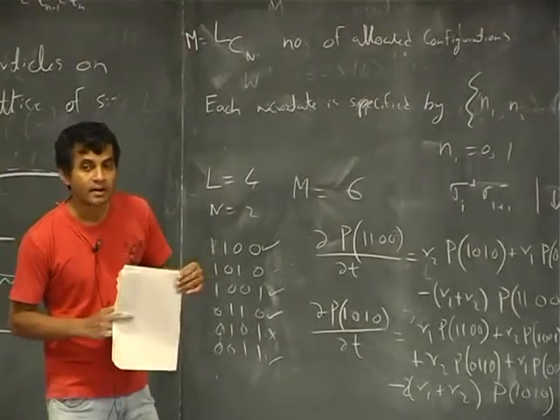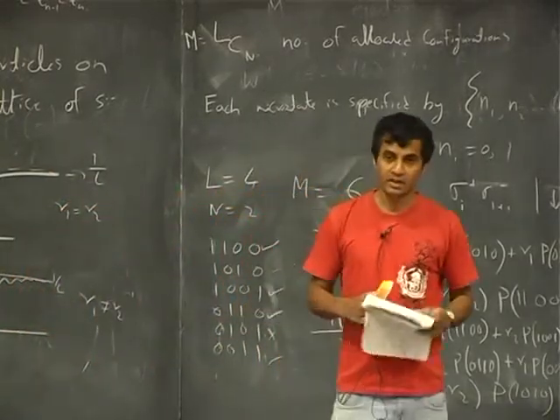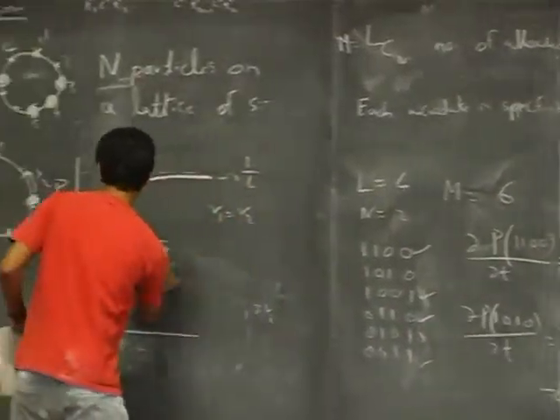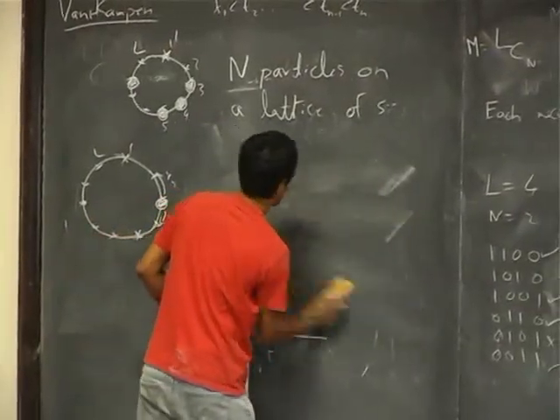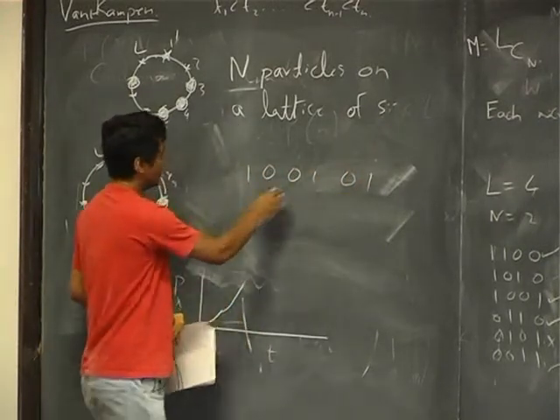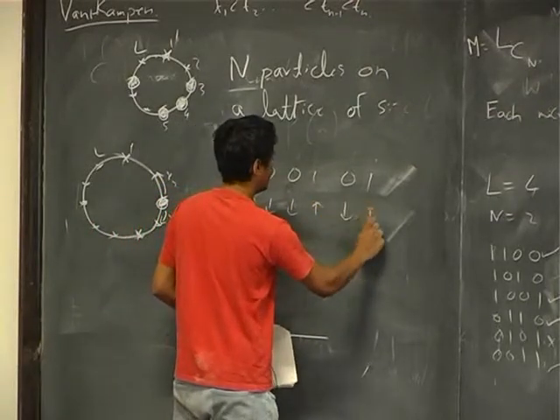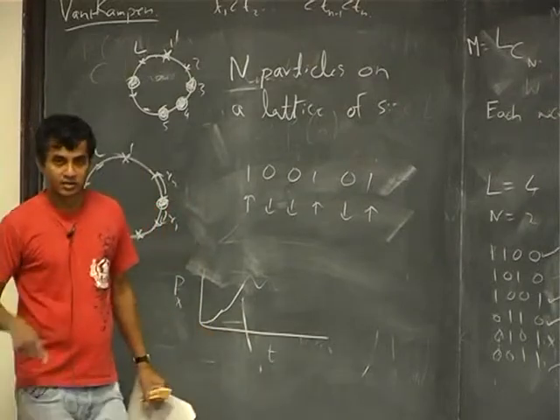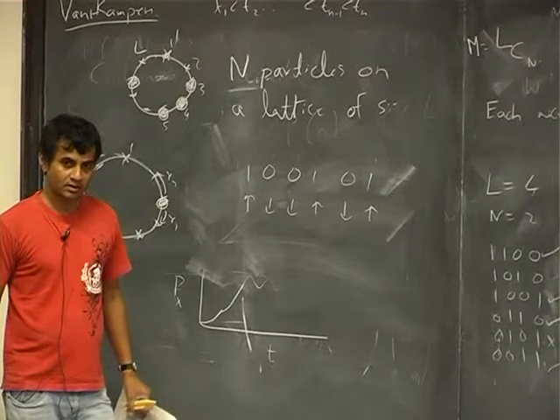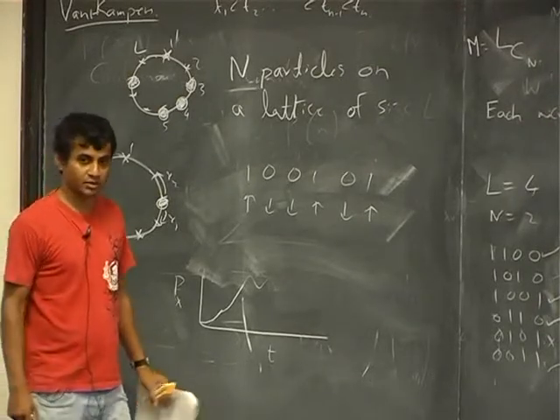Two balls can't sit on top of each other. That is like here also: basically, any configuration, if you think of the spin system, say 1, 0, 0, 1, 0, 1, corresponds to up, down, down, up, down, up.